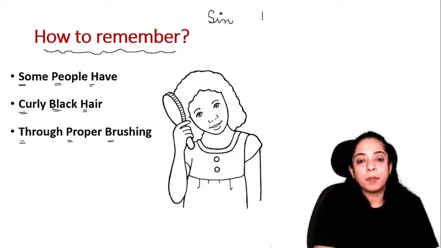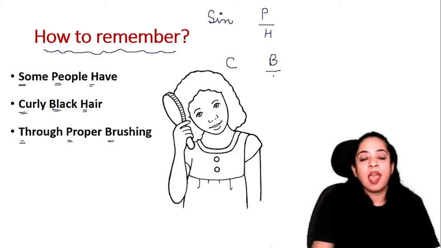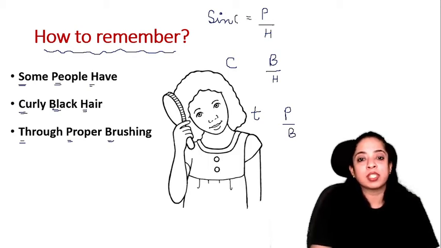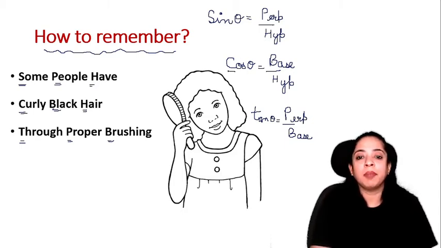Some people have curly black hair through proper brushing. Are you getting it? So sine theta is equal to perpendicular by hypotenuse. Cos theta is equal to base by hypotenuse. Are you getting it? And tan theta is equal to perpendicular by base. I hope this is clear. Some people have curly black hair through proper brushing.